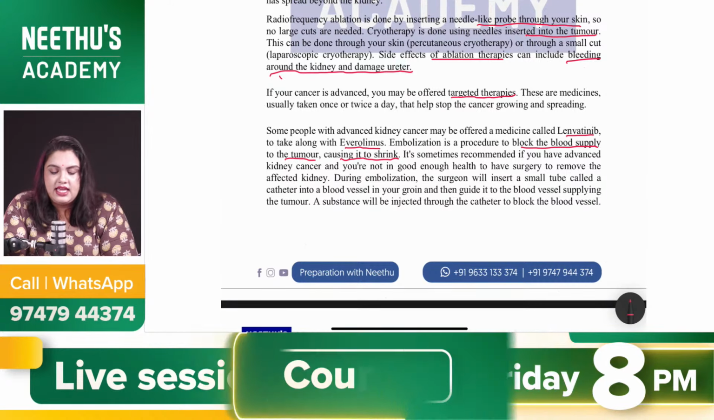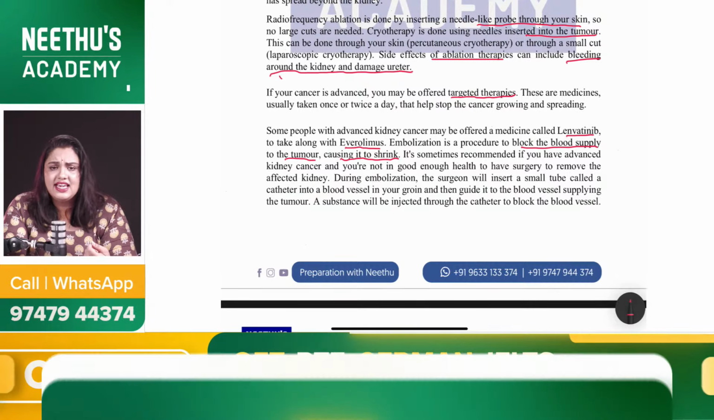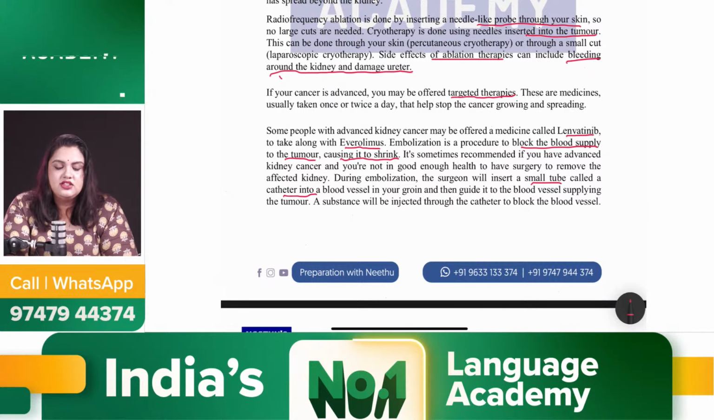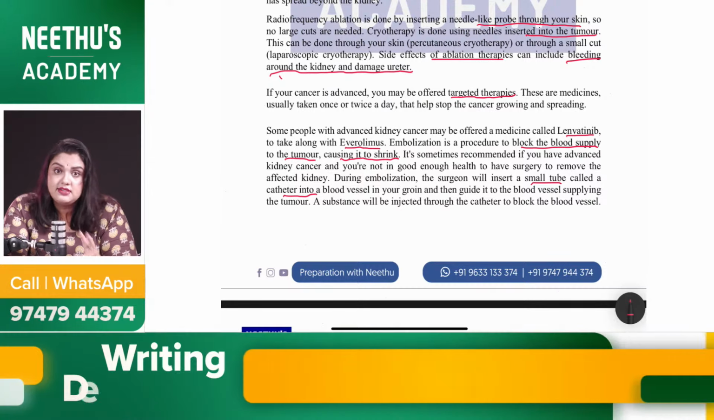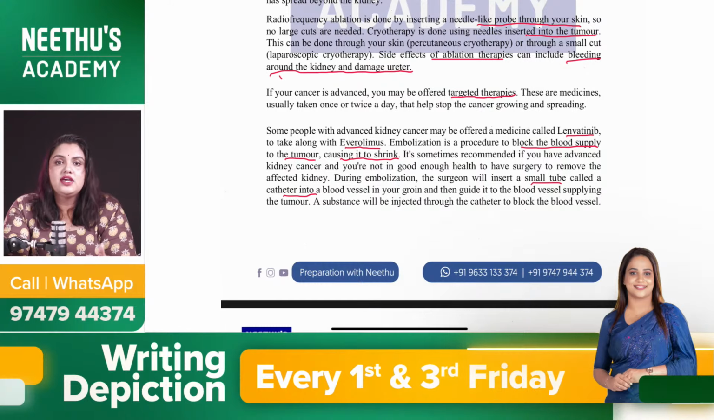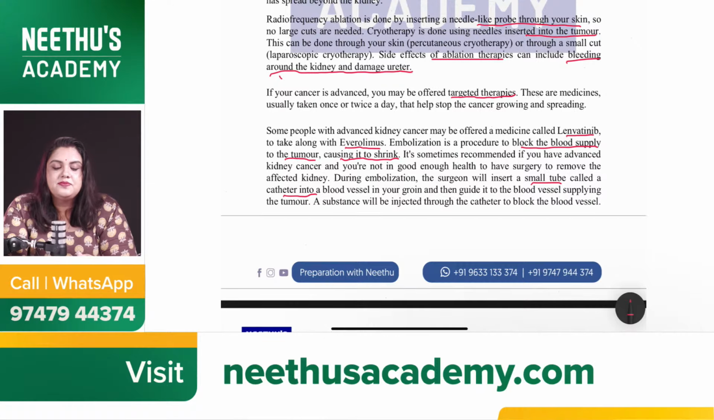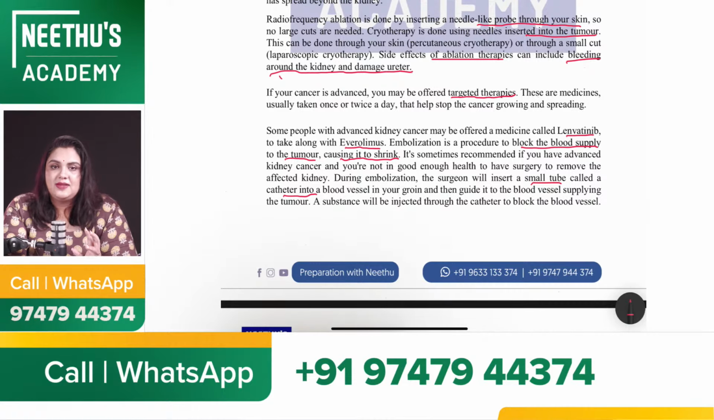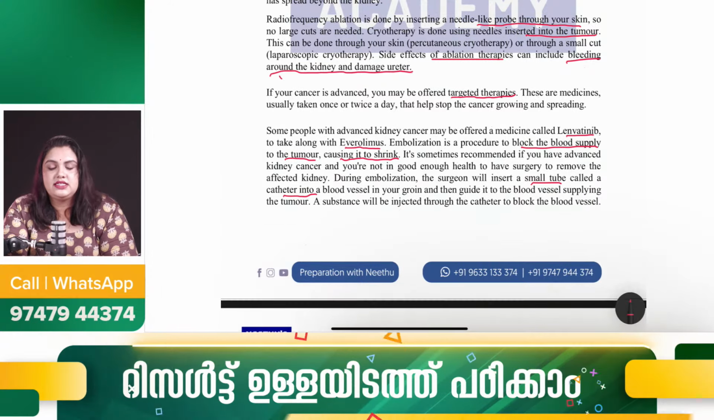in your groin, then guide it into the blood vessel supplying the tumor. So a catheter, a small tube, is inserted into the blood vessel in your groin, then guided to the blood vessel that supplies blood to the tumor. A substance is then injected through the catheter to block the blood vessel.